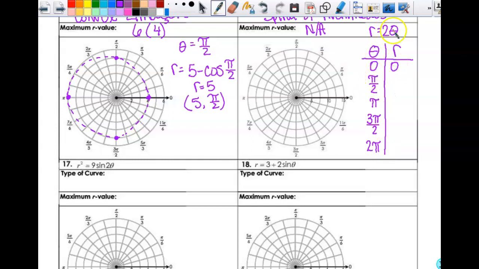When I substitute in pi halves right here and multiply it by 2, I get pi. When I substitute pi in here, I get 2 pi. When I substitute 3 pi halves in here, I get 3 pi. Substitute 2 pi in here, I get 4 pi. So on this one, my thetas and my r's are both in terms of pi. Okay, which is going to cause a problem on my radius because those are not in terms of pi.